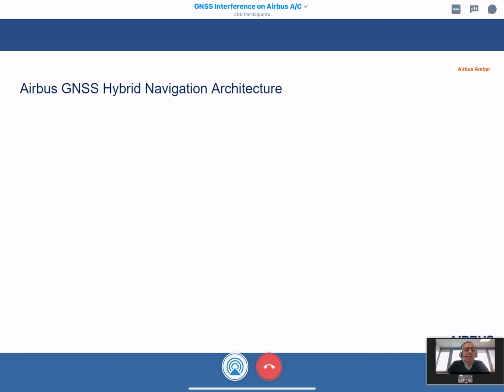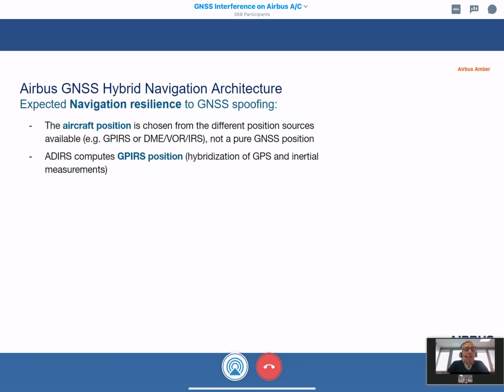So now let's have a look at how this kind of threat propagates through the Airbus GNSS hybrid navigation architecture. As a reminder, as explained by Laura, the aircraft position that is used for guidance of the aircraft is a selection among three possibilities. One is the combination of GPS and IRS measurements in a tightly coupled optimal filter. This gives the best performance and enables RNP operations, for instance.